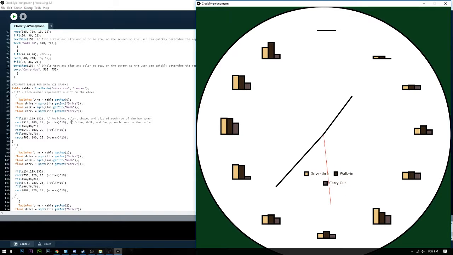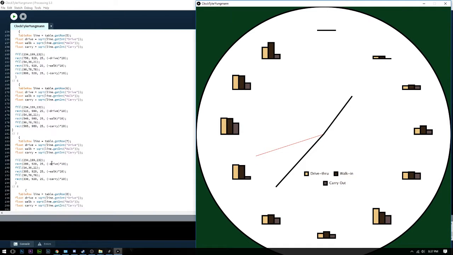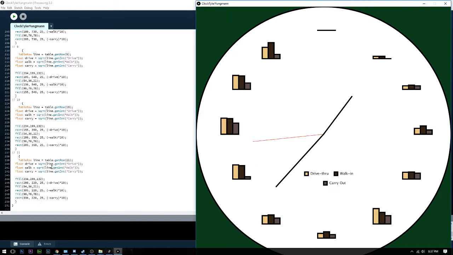I took one row at a time, so 12, and get row 0, which is the first row of my file that has all the data in it, and it goes 12, 1, 2, 3, 4, 5, 6, etc., all the way through, and it gets to 11. And then all this fill and shapes are just the graphs and the colors for each.